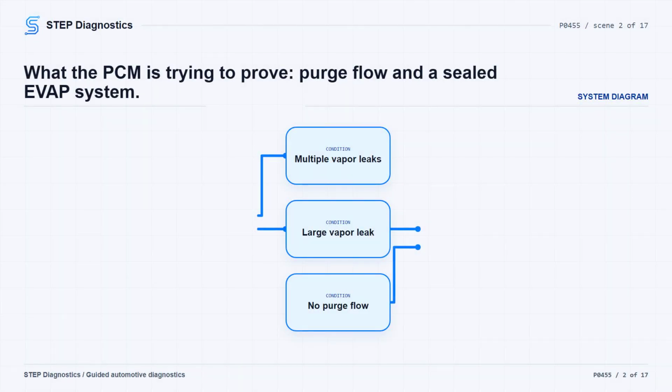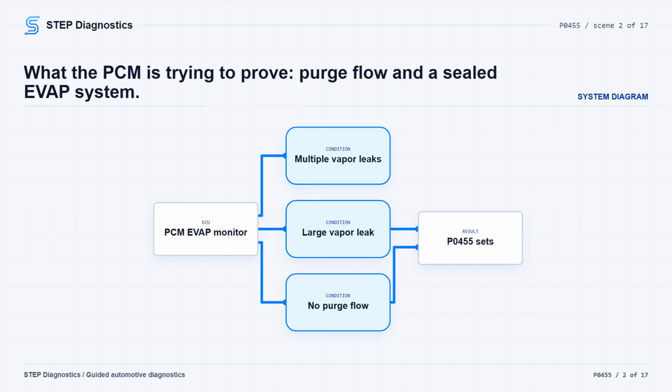The broad fault areas are possible sealing problems at the fuel filler, possible damaged or misrouted EVAP plumbing, possible restriction in the vapor path, possible fuel tank or filler damage, or a purge valve or FTP sensor concern.